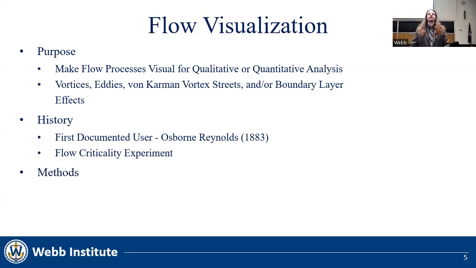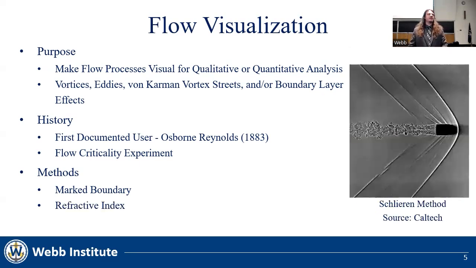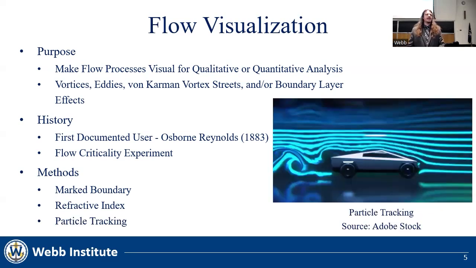There are three methods for flow visualization, the first being the marked boundary. An example can be seen here where India ink is used to visualize Raleigh-Taylor instabilities. There are also refractive index methods, a common one being the Schlieren method, seen here visualizing the shock wave produced from a bullet. And lastly, particle tracking techniques, where particles are introduced into flow to highlight path lines around geometry. An example can be seen here with a Cybertruck.